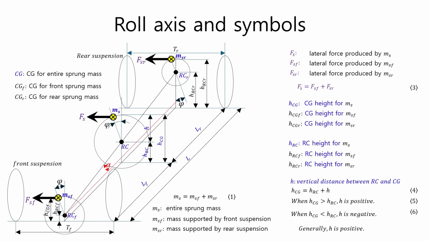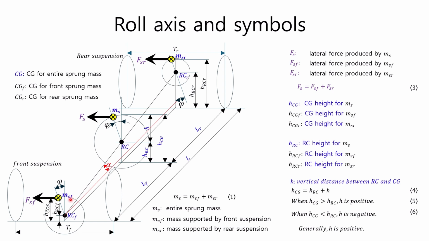In order to express the formula for the distribution of lateral load transfer, let's first look at the vehicle dimensions and their symbols in the three-dimensional view of the roll axis. The four ovals represent the two front wheels and the two rear wheels. The total sprung mass can be expressed as the sum of the front sprung mass MSF and the rear sprung mass MSR as shown in equation 1. MS represents the total sprung mass. The yellow multiplication circle next to it represents the location of the total sprung mass center.